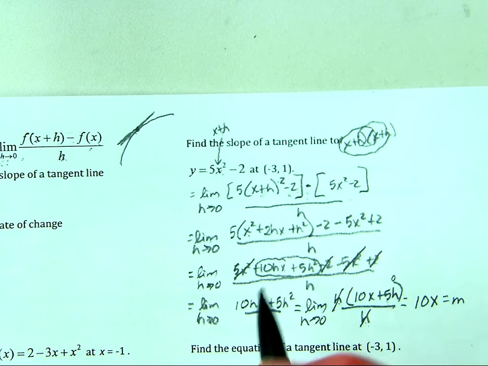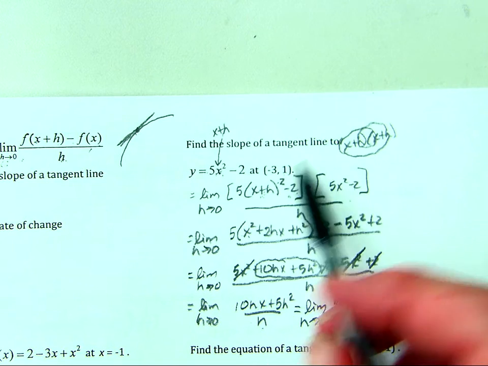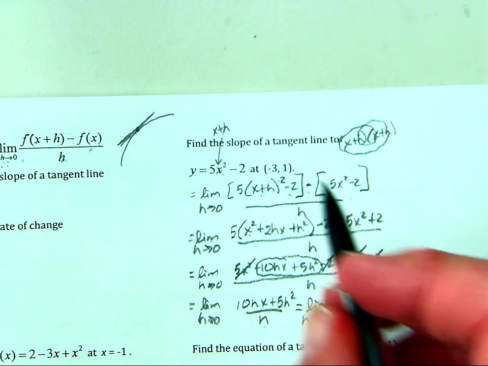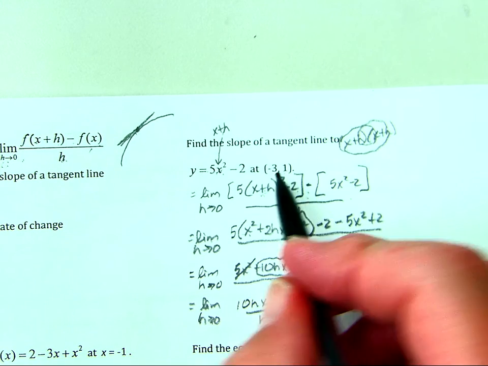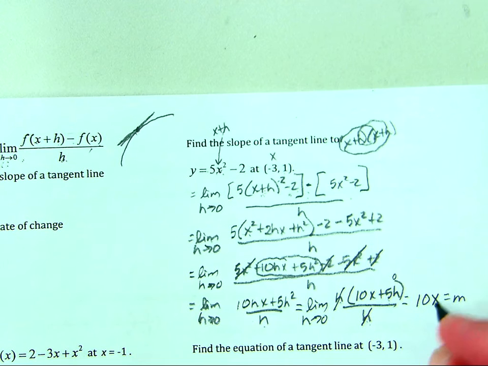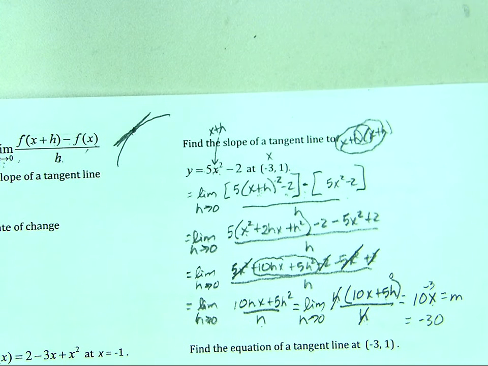Now, notice this equation gives us our slope. If they just said find the slope equation, that's it. Our slope is 10x. Now notice it says find the slope at the point negative 3, 1. Well, that means x is negative 3. Let's put negative 3 in here for x. Our slope at that point is negative 30. So that would answer the whole question.